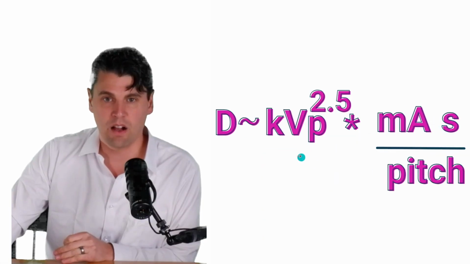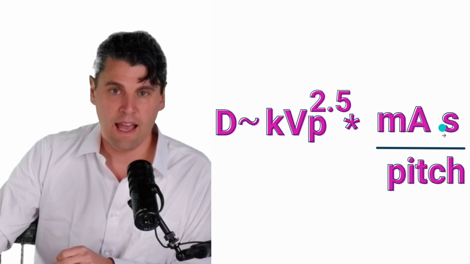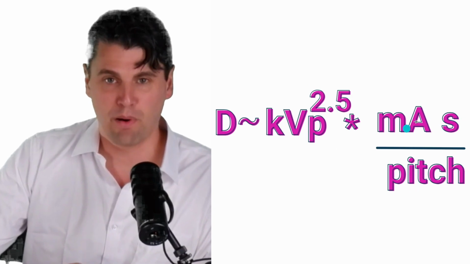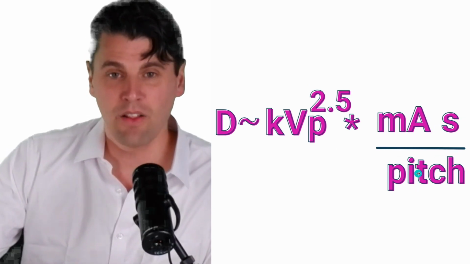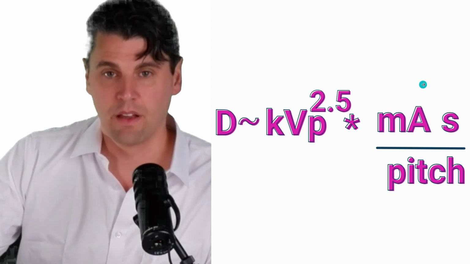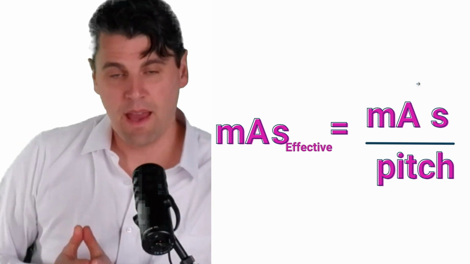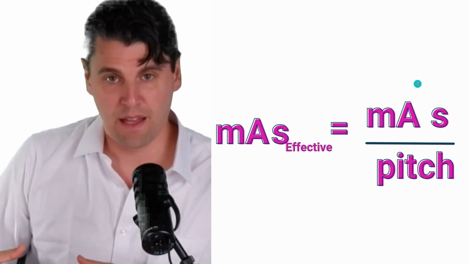And then we can talk about there's one kVp dependent parameter, and then there's one other parameter here. One of the other vendors gives this parameter a name. They call this parameter effective MAS. So the effective MAS is just the MA times the time divided by the pitch.